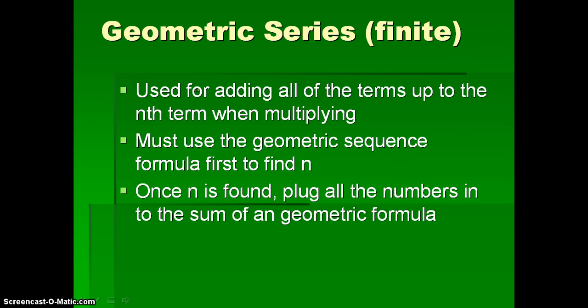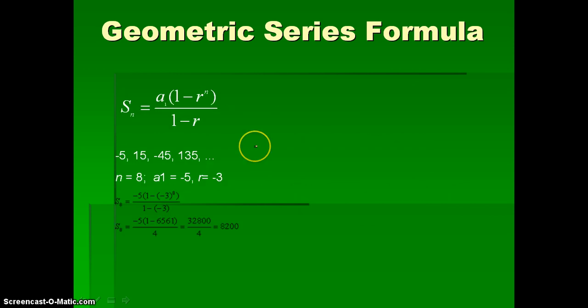Okay, now we're going to be talking about geometric series that are finite. These series are used for adding all the terms up to the nth term when multiplying. You must use the geometric sequence formula first to find n. Once n is found, you plug all of the numbers into the sum of a geometric series formula. So here's the geometric series formula.